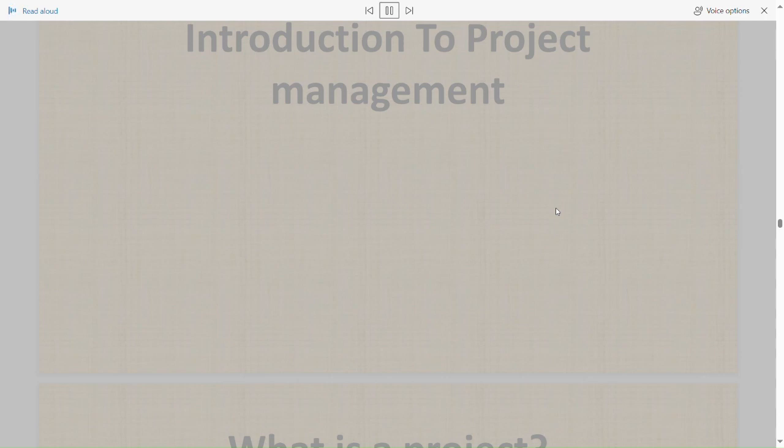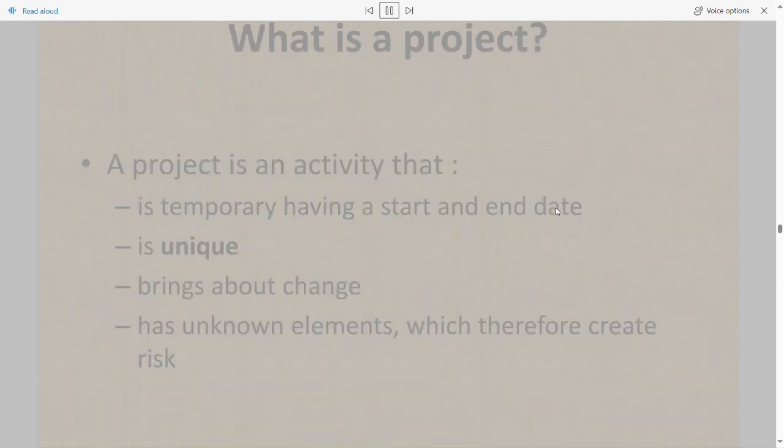Introduction to project management. What is a project?